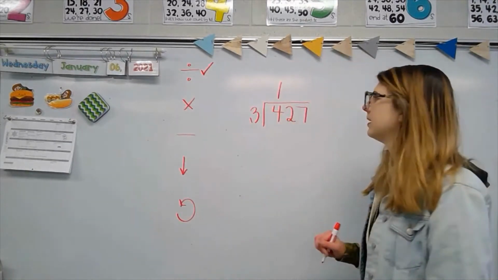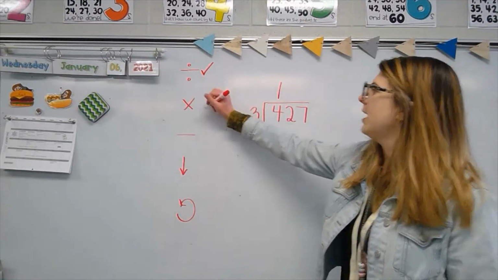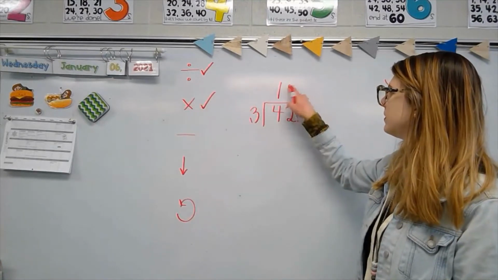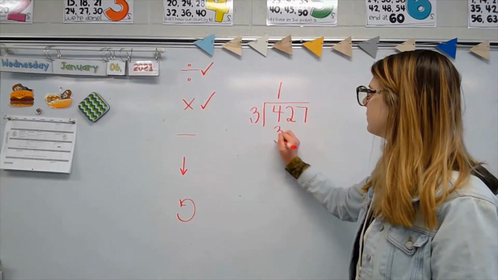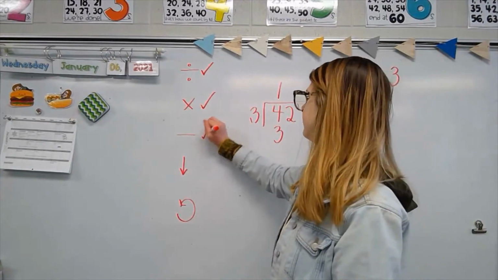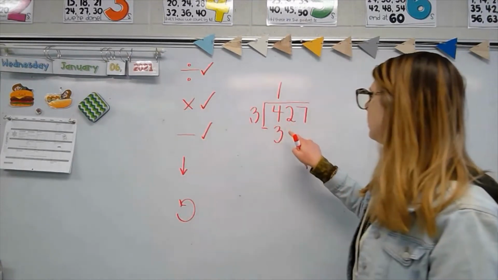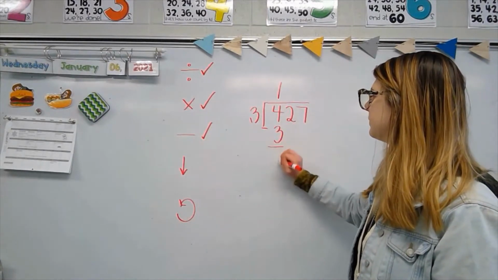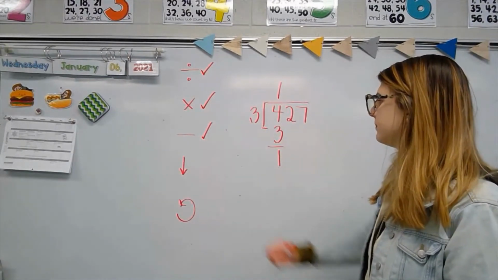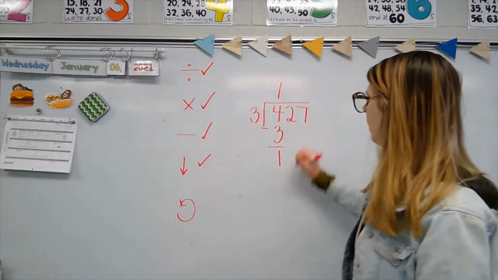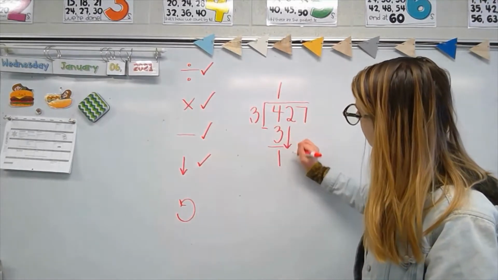1. 3 times 1 equals 3. Subtract. 4 minus 3 equals 1. Bring it on down.